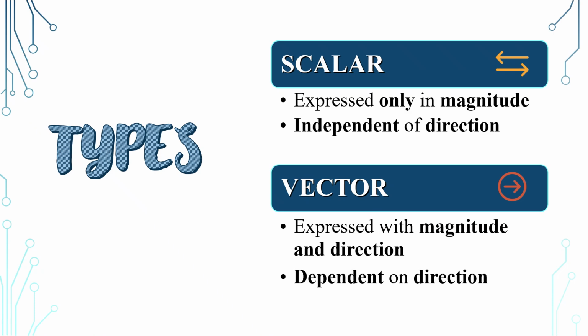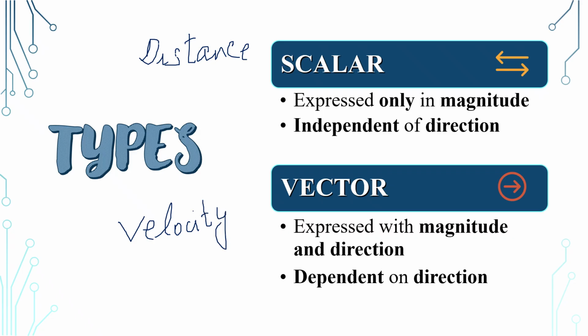So if we want to take a quick example for scalar, we talk about distance. Okay, so it's scalar because it doesn't talk about direction. But when we talk about vector, one of the quantities we can consider is velocity, right? Because velocity is speed plus direction. So there are varied examples for scalar and vector quantities.